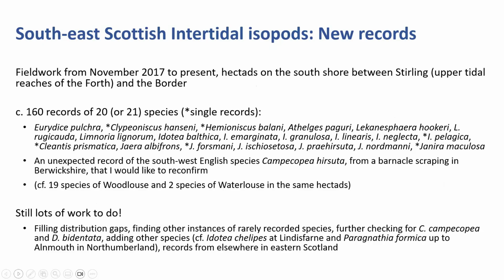That's what the situation was in 2017 when I started recording intertidal isopods in South East Scotland. I've been doing field work in hectads between Stirling and the border and indeed beyond, in various other places throughout Britain and Ireland as well. I've made about 160 records covering 20 or 21 species of intertidal isopods, in the list there. The ones with an asterisk have only been encountered once, maybe more than one individual, but only once in my survey.